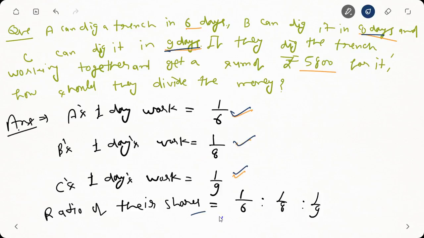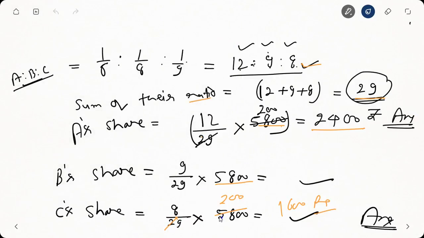We'll multiply by the LCM of 6, 8 and 9, that is 72. We know that if we multiply by any number in a ratio, the ratio remains unchanged, right? So we'll multiply all the numbers by 72, and the ratio will become 12 is to 9 is to 8, right? So the sum of the ratio is 12 plus 9 plus 8, that would be 29.